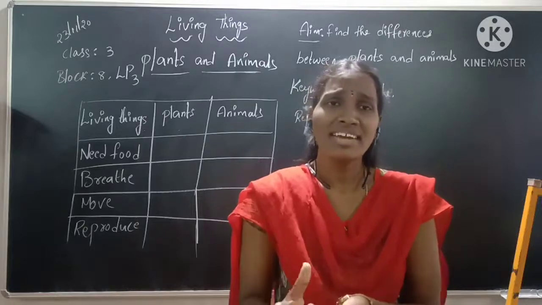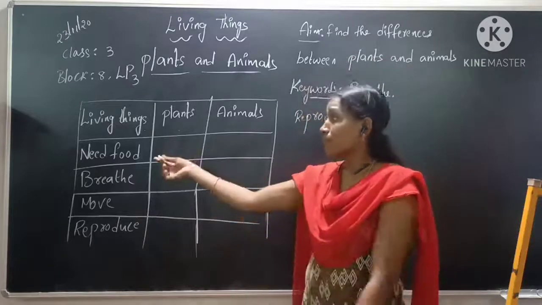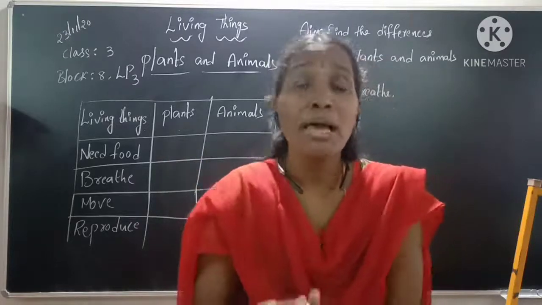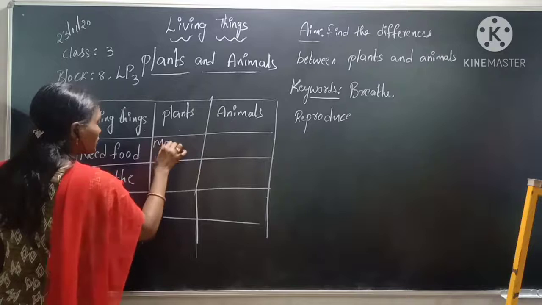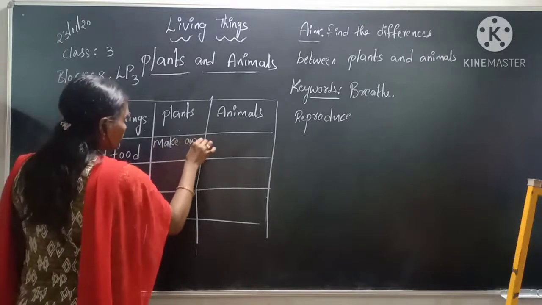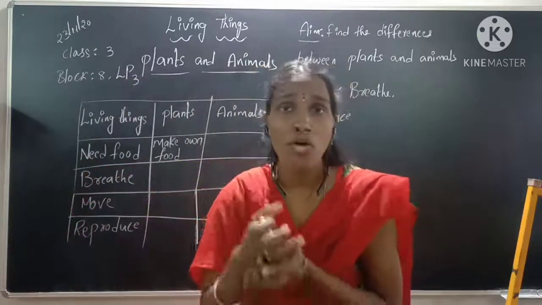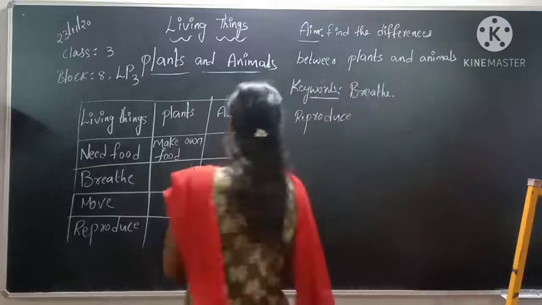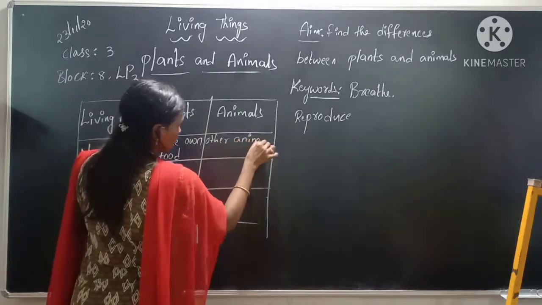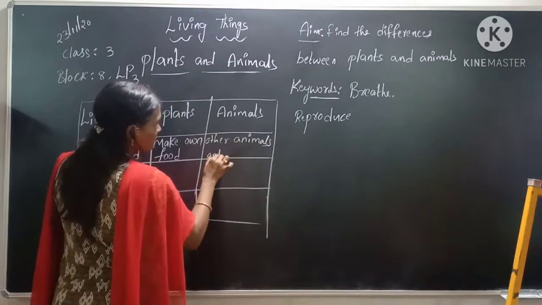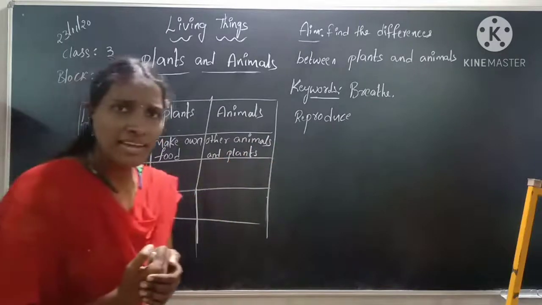Then why are we taking care of them in different ways? Why? Because plants need food. How do plants make food? Plants make their own food, right? Whereas animals can eat other animals or plants, right? Animals can eat other animals and plants, right? Yes.